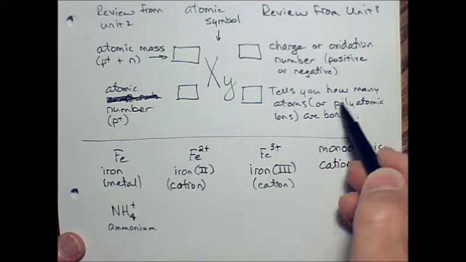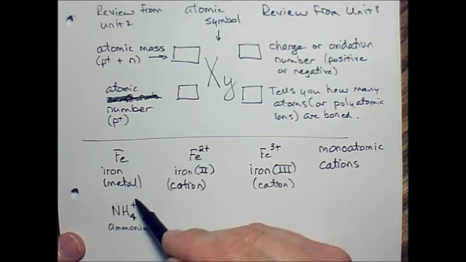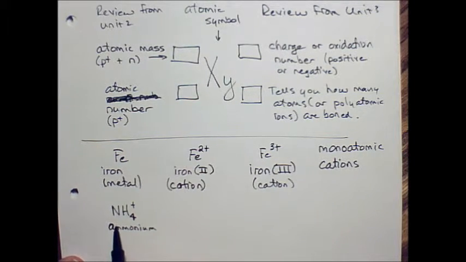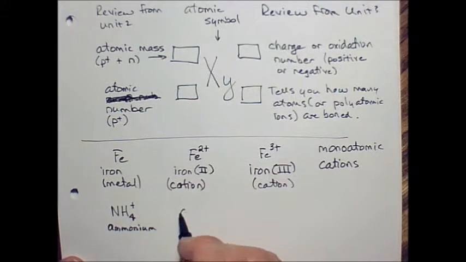Down here, that tells you how many atoms are bonded together. Up here is the charge. That's the charge or oxidation number. Ammonium is spelled A-M-M-O-N-I-U-M. Okay?